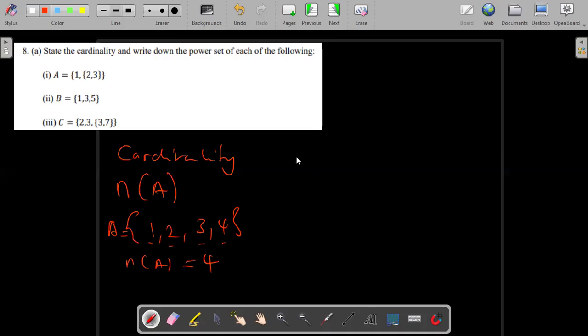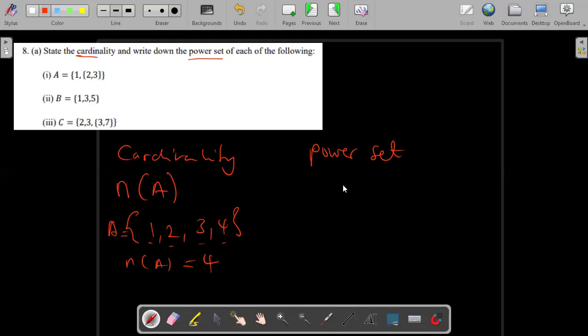Then I have the other concept here. They're asking for two things, cardinality and power set. So power set of a set is just the number of what? Of total subsets that you can make in that set. So what are the subsets which you can have? So that includes the empty set and the set itself.